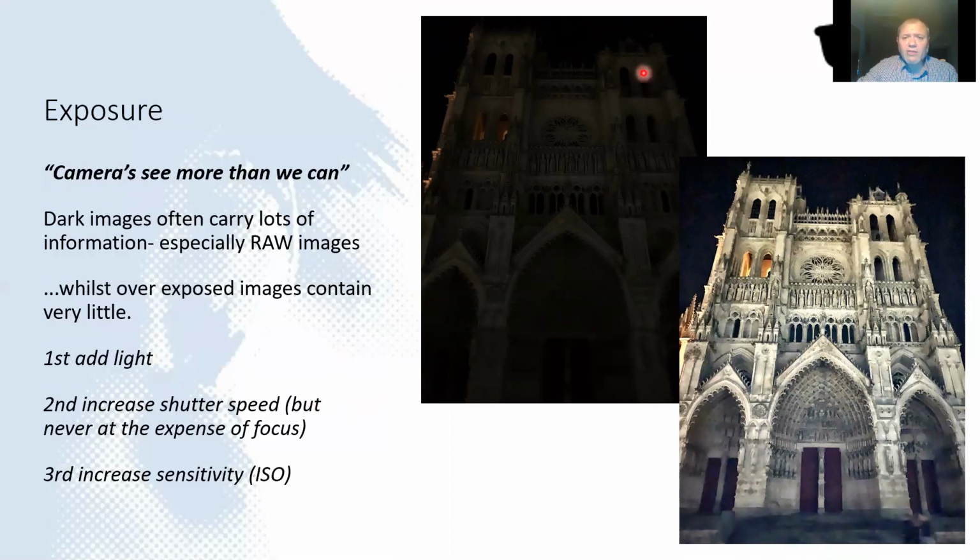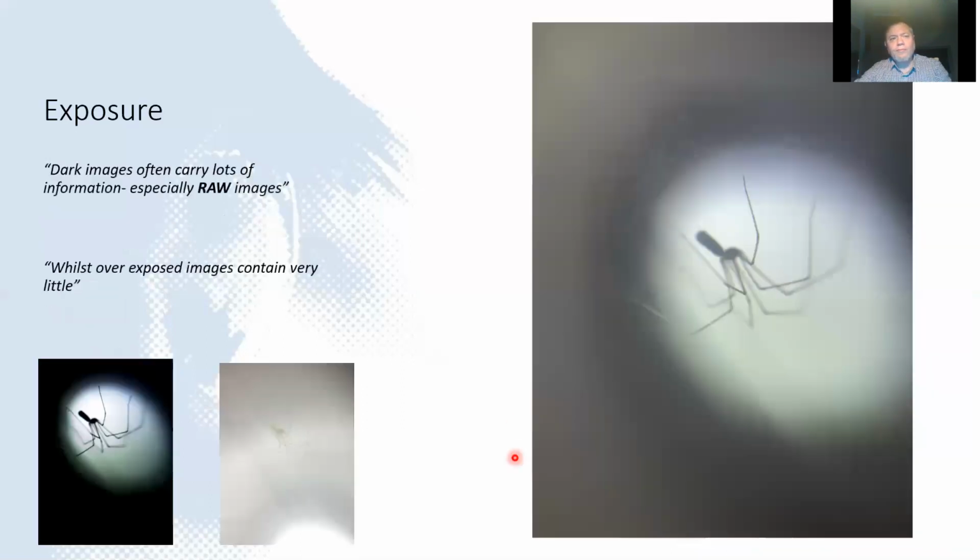This example here shows a lovely cathedral, Amiens in France, which I was lucky enough to visit last year. We were going out for a walk at night and I wanted to photograph it, but this is the best photograph I could get with my camera. I shot it in RAW and then with a little bit of tweaking, increasing the exposure, I got this beautiful image. Still, if you look closely, it's a bit pixelated, but all that information was hidden in that dark image. So just to re-emphasize that, dark images often carry a lot of information.